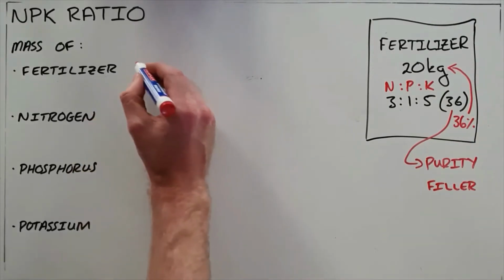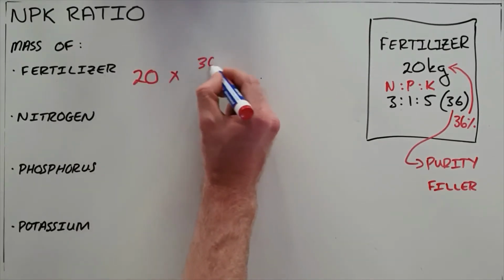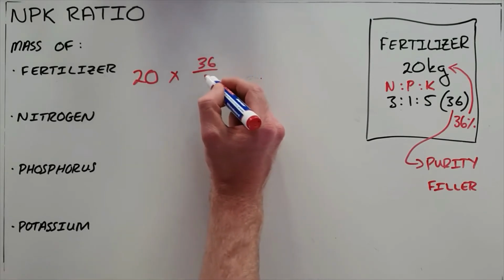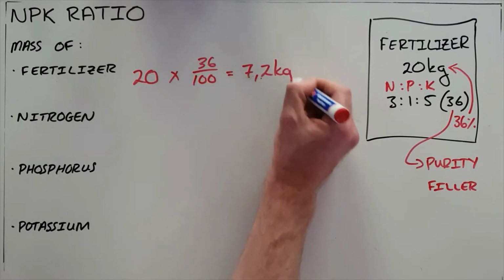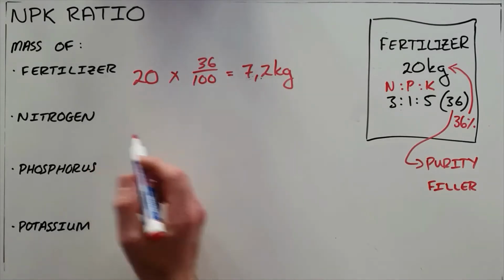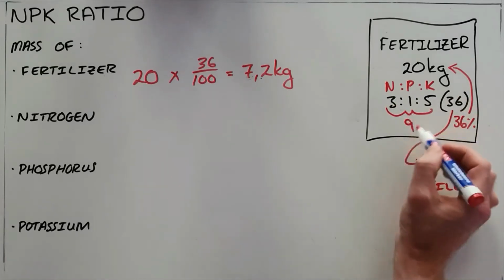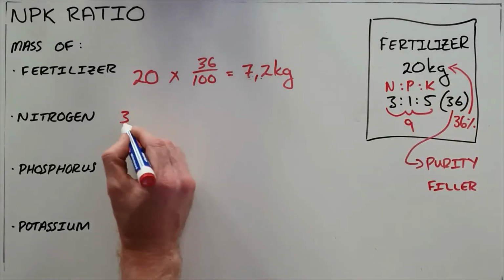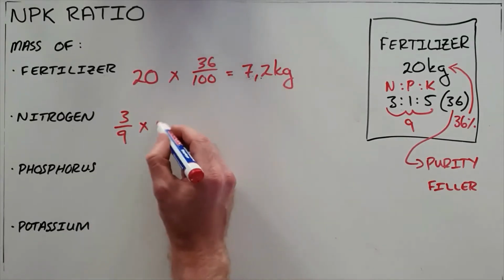So we can calculate the actual mass of fertilizer by taking the mass of the bag, which is 20 kilograms, and multiplying it by that percentage purity, 36 over 100, to find that 7.2 kilograms of this 20 is fertilizer, which then obviously means that the other 12.8 kilograms is filler. Then you could be asked for the mass of nitrogen, and as we can see, this ratio makes up 9 parts, 3 plus 1 plus 5, and of those 9 parts, nitrogen is 3. So we say 3 over 9 multiplied by the mass of fertilizer in this bag.